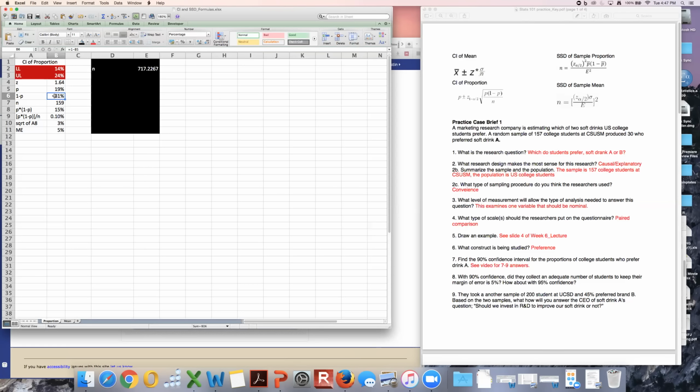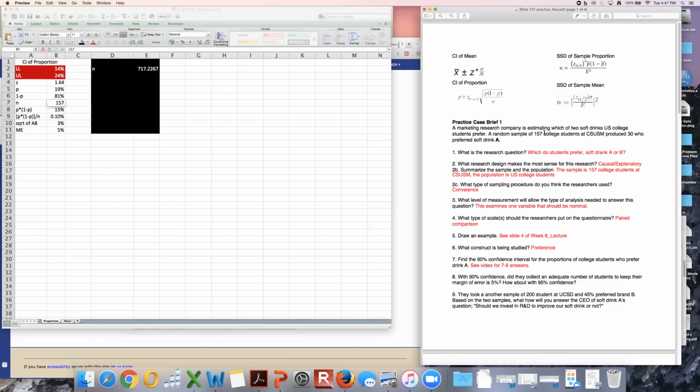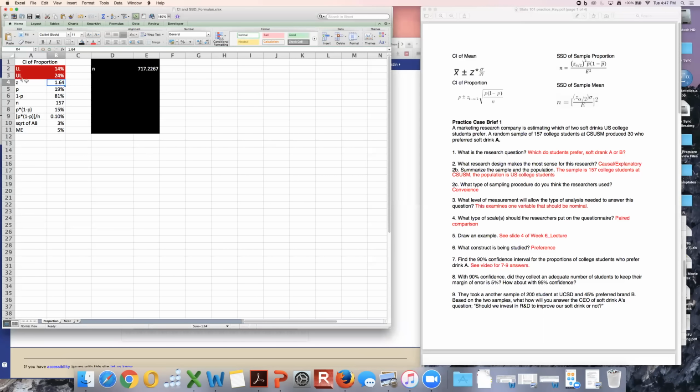So then 1 minus P is calculated for me at 81%, okay? And what is my sample size? It's 157, not 159. How do I know that? Because it says right here, 157 college students. Last, I know I'm doing a 90% confidence interval, so that means I need to make sure my Z statistic is correct, and it is, and we'll talk about that in class.